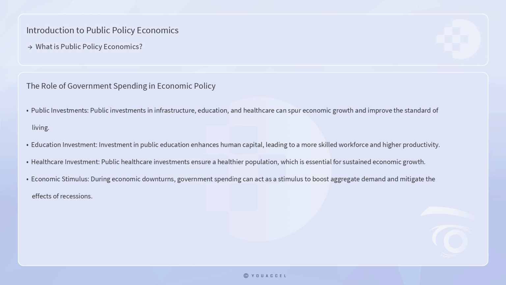Moreover, during economic downturns, government spending can act as a stimulus to boost aggregate demand and mitigate the effects of recessions.